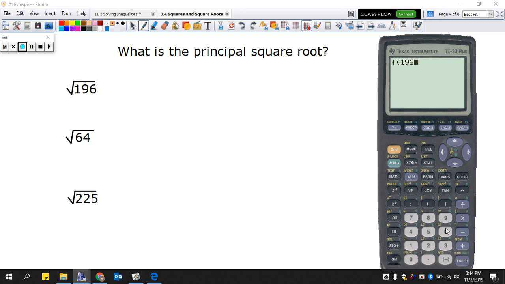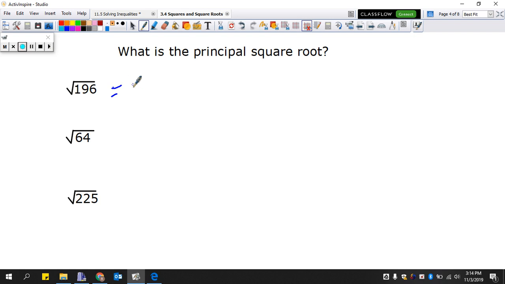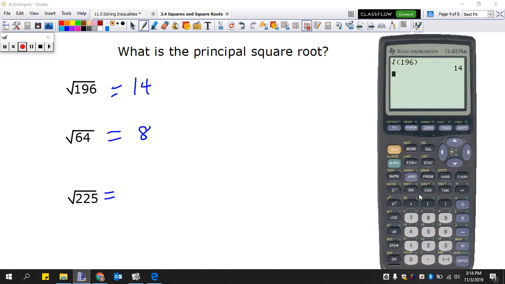Square root of 64, well, we know already from our list that that is 8. 225 is another number that's not on our list, so we're going to hit second, square root of 225, and hit enter, and we find out that the principal square root is 15.